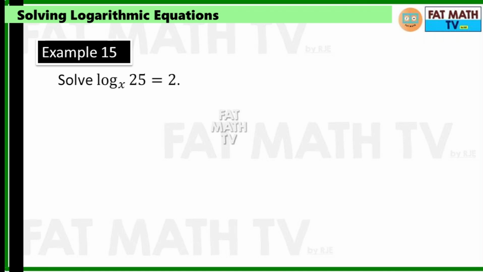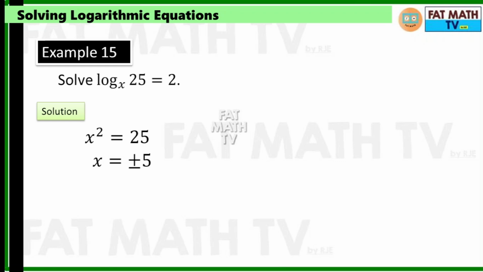Example number 15, this time it looks different. So just transform to exponential form and then substitute to the original. So the exponential form of this is x squared equals 25. Extract the square root, you will get x equals positive or negative 5.